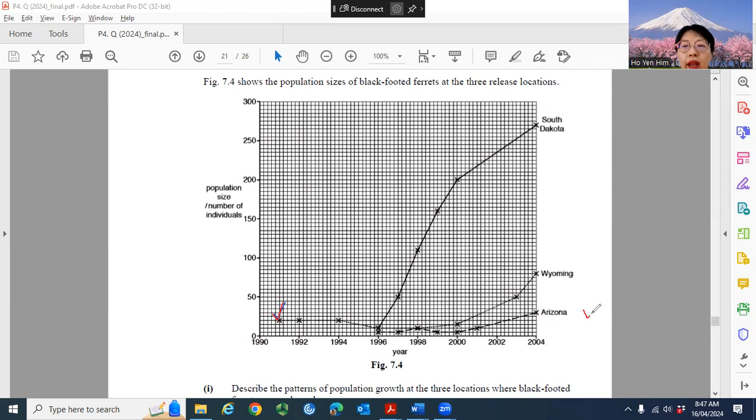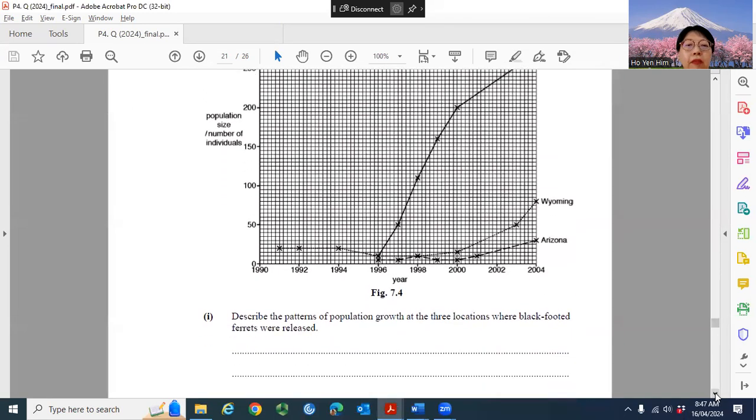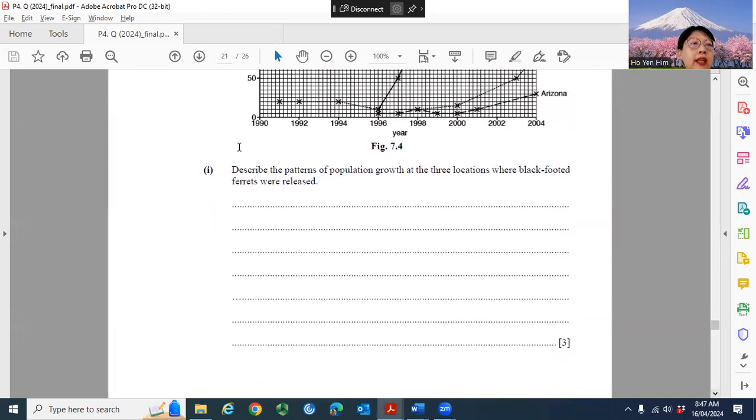Then Arizona is a dashed line, right? Start from 1996. This question also same thing. A lot of students didn't answer the full question. I still give mark. Strictly speaking, if I mark strictly, you cannot get the marks. So let's see how to get the full marks, okay?